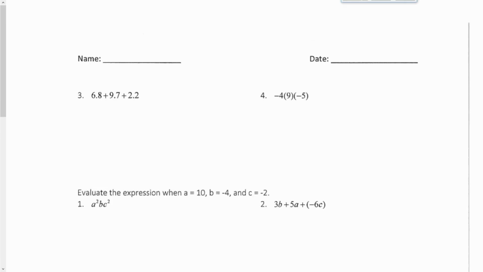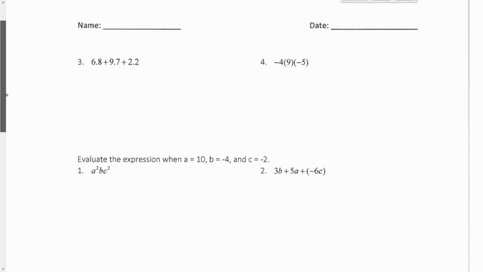On the back side, there's two more examples, number 3 and number 4. I want you to go ahead and try those. Again, I know it says mental math, but go ahead and write out your steps so I can see your thinking, or Ms. Twami can see your thinking of how you rearrange the numbers to make it a little bit easier. All right, once you're done with that, you can move on to the next part.